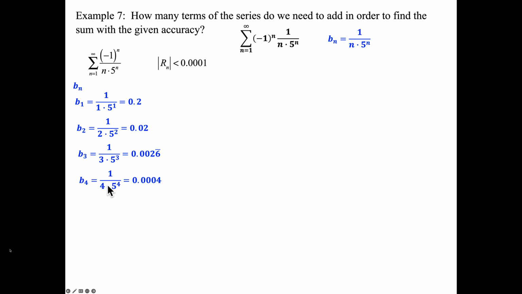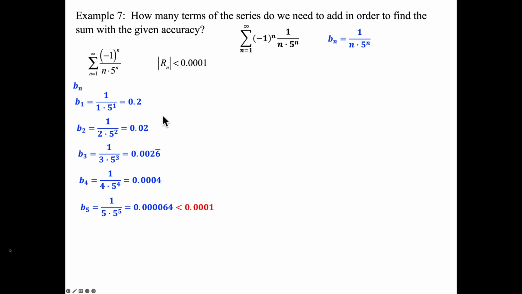b to the fourth: 1 over 4 times 5 to the fourth. Punch that in the calculator. 0.0004. Ooh, we're getting close. I have to go to b to the fifth. Finally, here's b to the fifth: 0.00004 with zeros and a 6, 4. This is smaller than my error.